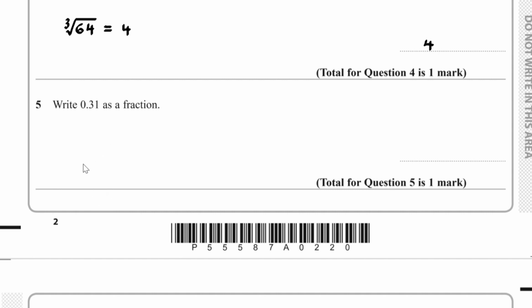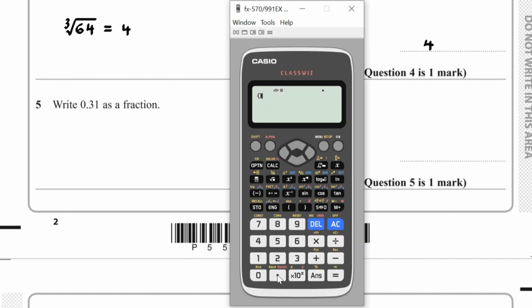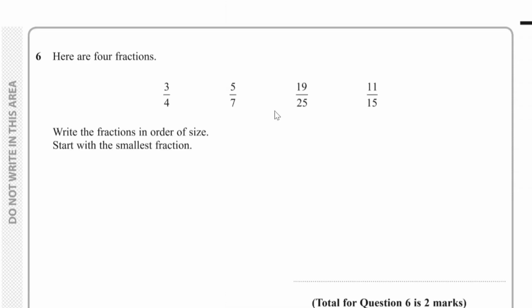Question number 5, we have to write 0.31 as a fraction. Well, if we type 0.31 into our calculator, it converts this automatically into a fraction. And therefore we are left with 31 over 100.